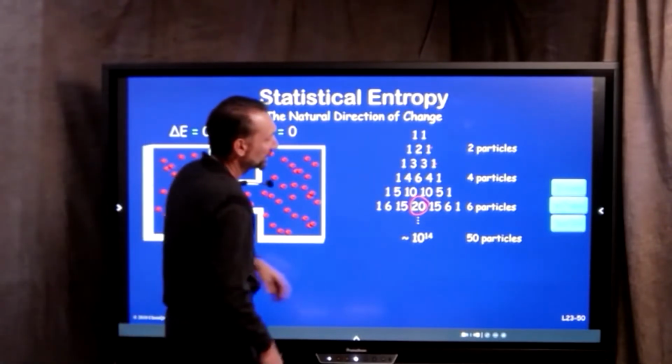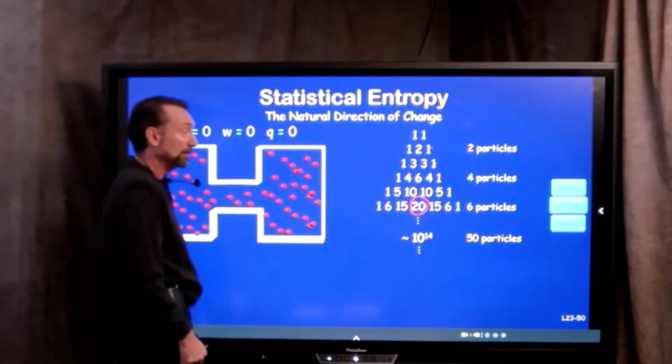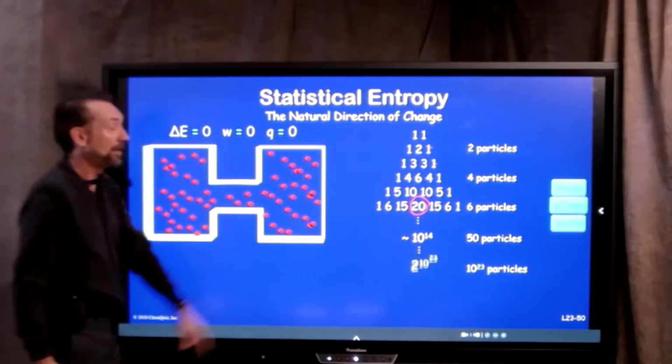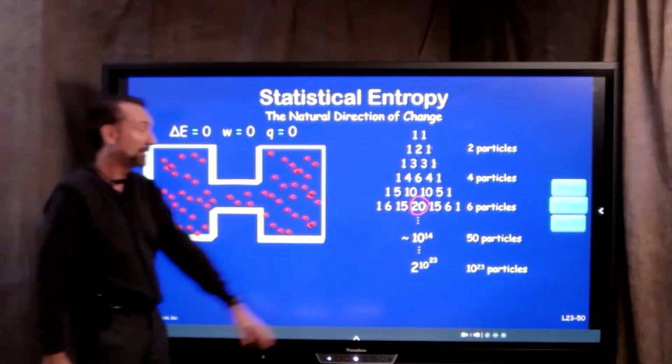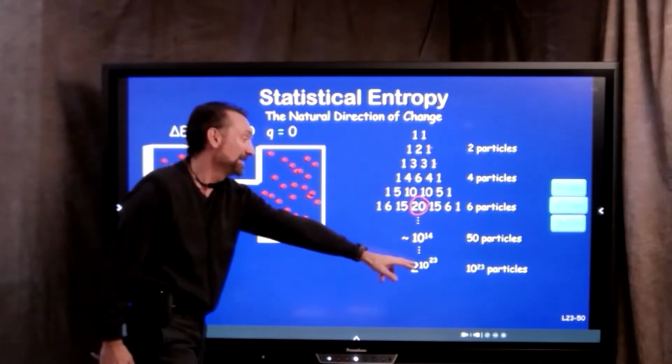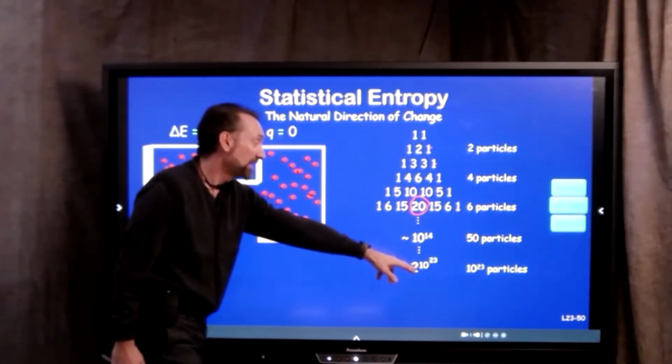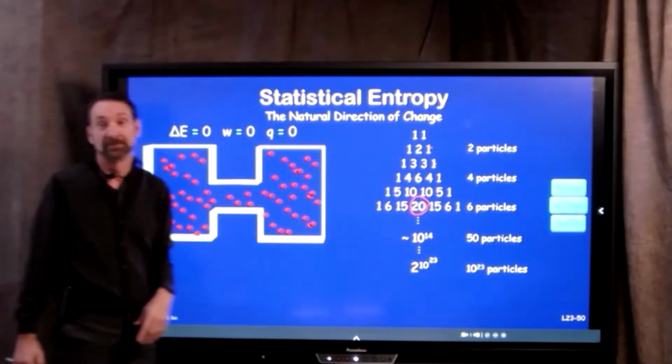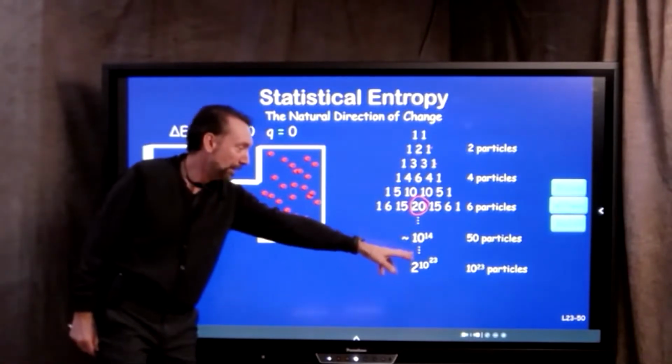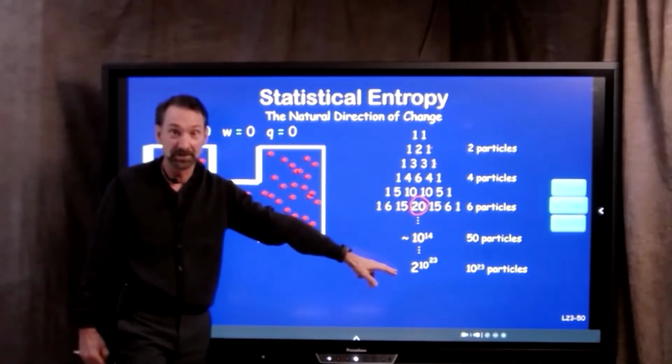And of course, when we get to real numbers of particles, that's only 50. Imagine when you get to a gas, a mole of particles. Now this number in the middle is 10 to the 10 to the 23rd. That number is already much bigger than all the particles in the universe by far.